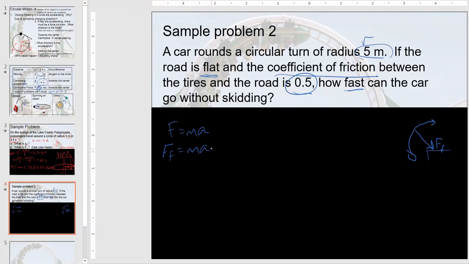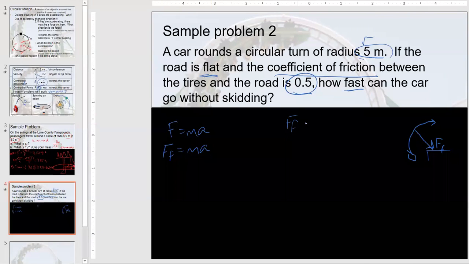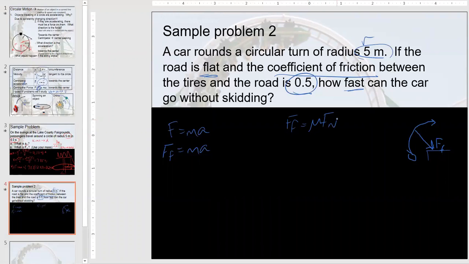Now, do you remember what the equation for the force of friction was? It was what we did in the lab last week, where we found that friction is equal to mu force normal, or the coefficient of friction, which is the mu value, times the normal force. So I can substitute that in here also, mu force normal equals ma.